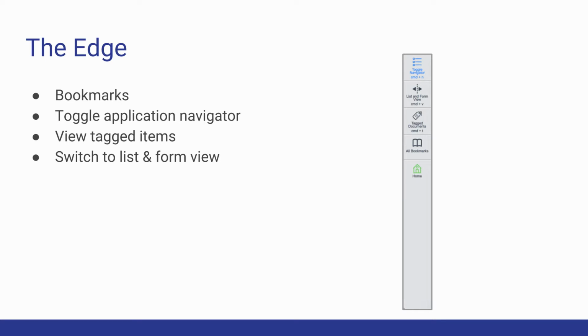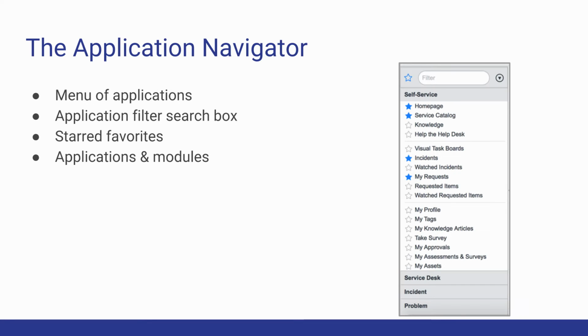The edge is used to store bookmarks, toggle the Application Navigator on and off, view tagged items, and switch to list and form view. The Application Navigator is where a user can access all of the applications and modules within the system. They can use the search box and star their favorite modules.